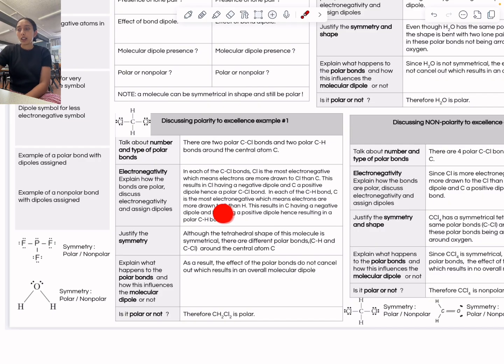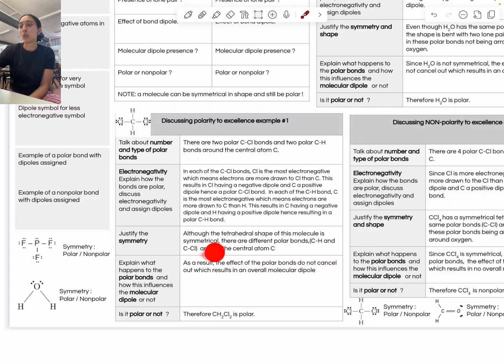Okay, easy peasy. Now I just have to justify the symmetry, okay? So what I've written here is I've referred to this shape. We can see, based on the fact that there are 4 bonding regions and 0 lone pairs, this is bound to be a tetrahedral shape. And if you don't remember your shapes, go back and revise that. That's super important.